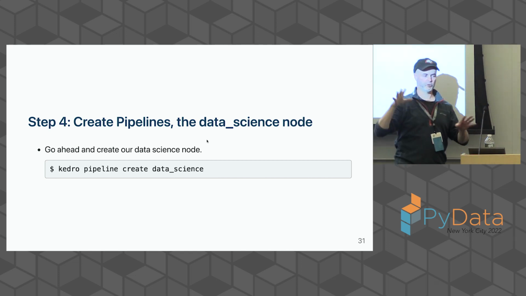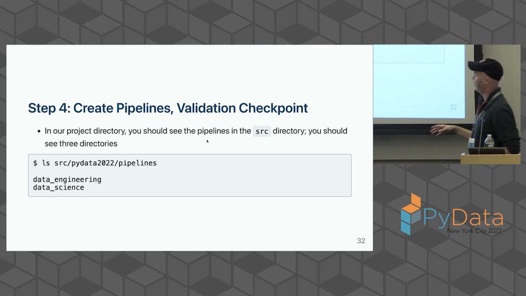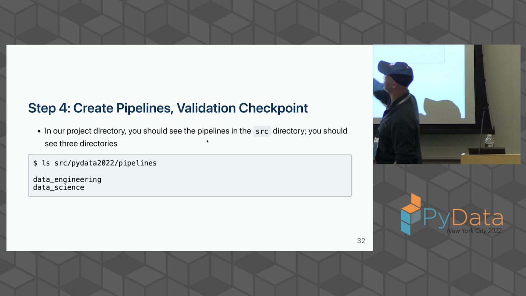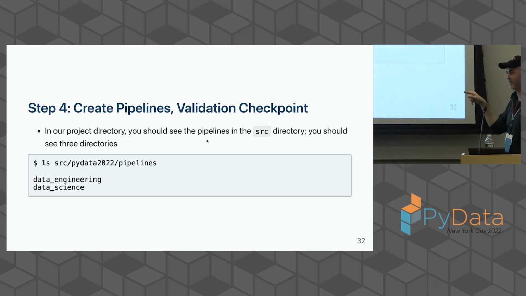Both of those together, you should be able to see inside the pipelines folder in the source directory. Pipelines will have two subfolders. I say you should see three, but actually it should be two, because I did have another part to this, but it went too long. I was like, I gotta cut this down.